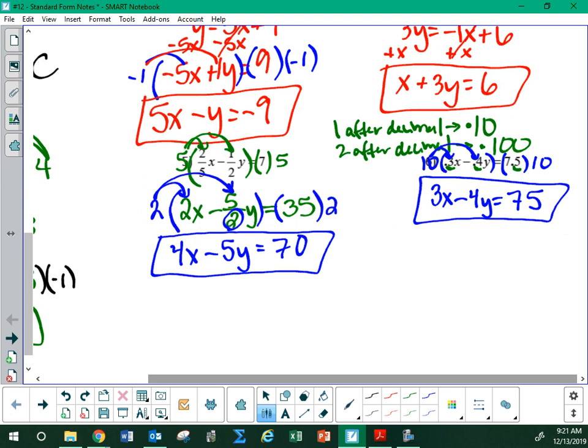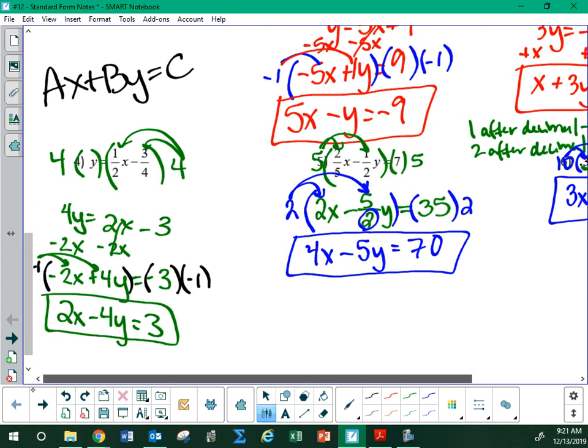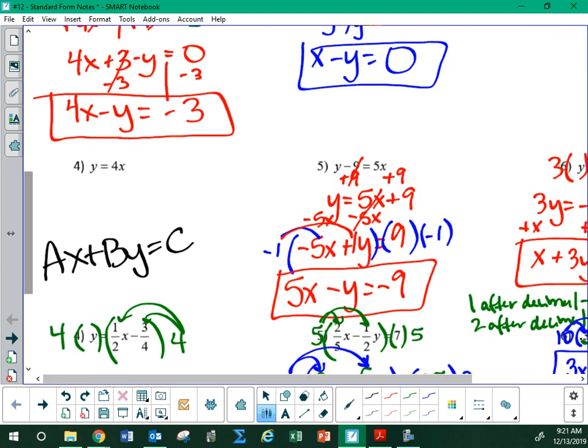What would you do for the other number 4? Sure, let's take a look at it. So let's take a look at this number 4. So I just simply need to get it in this format here. So you just subtract 4x. Subtract 4x. So I get minus 4x plus y equals 0.